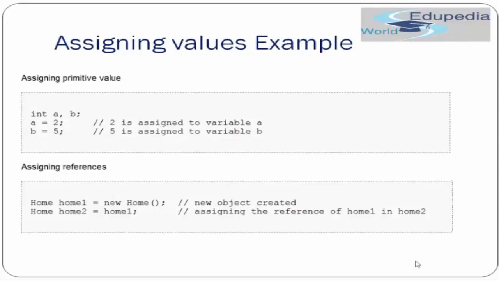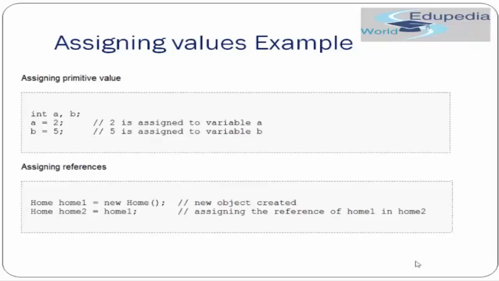Okay, so let's see some examples of assigning a primitive value. Over here we have declared int a and b, and then we are assigning 2 to the variable a. So the variable is on the left hand side and the expression, value or constant, whatever it is, is on the right hand side. So we are assigning whatever is on the right hand side to the variable on the left hand side. Similarly, when we are doing b equals to 5. So these were assigning primitive types.